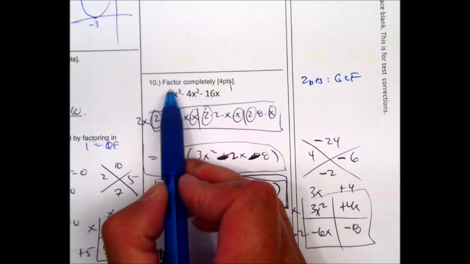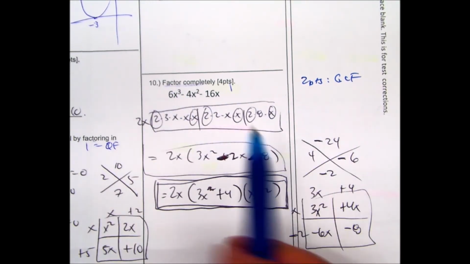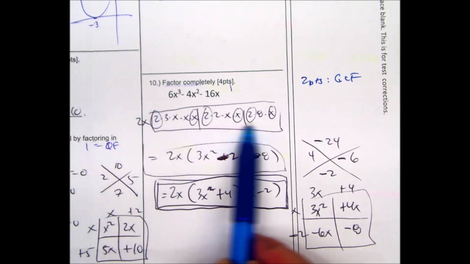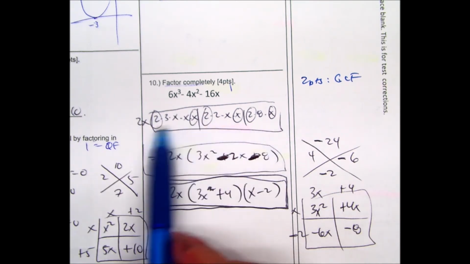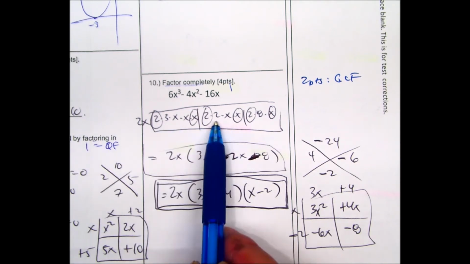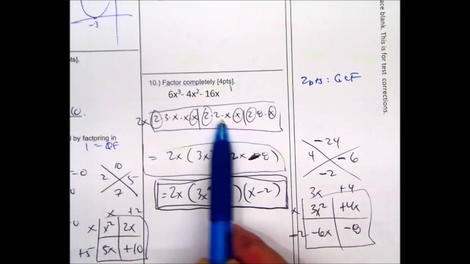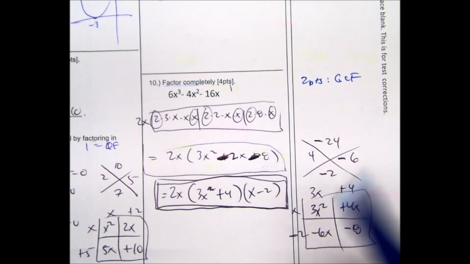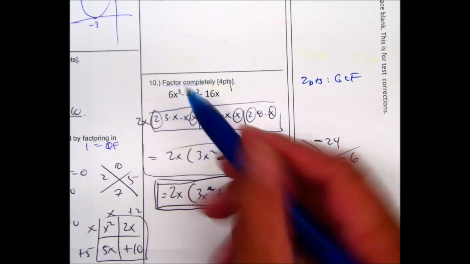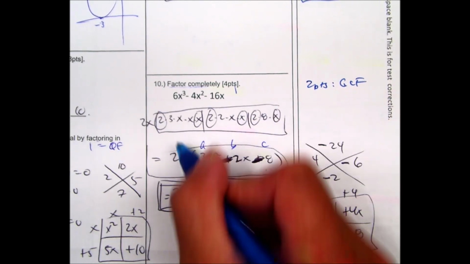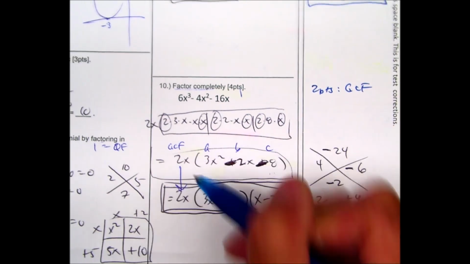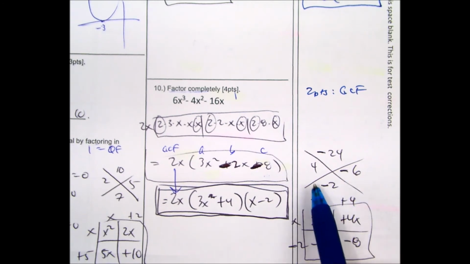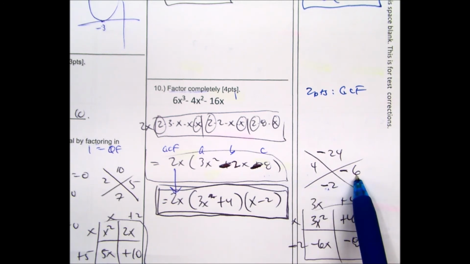Question number 10, this one just says factor. So first thing I'm going to do is look for my GCF. You'll notice that there's a 2x there: 3x squared, negative 2x, minus 8. Now this is your A, B, and C. This is your GCF, so you don't need that in the trinomial, but keep it. A times C, your B value: two numbers that multiply to be negative 24 but add to be negative 2 are 4 and negative 6.